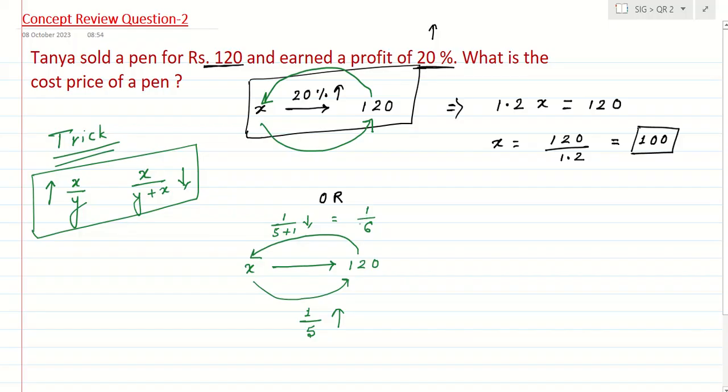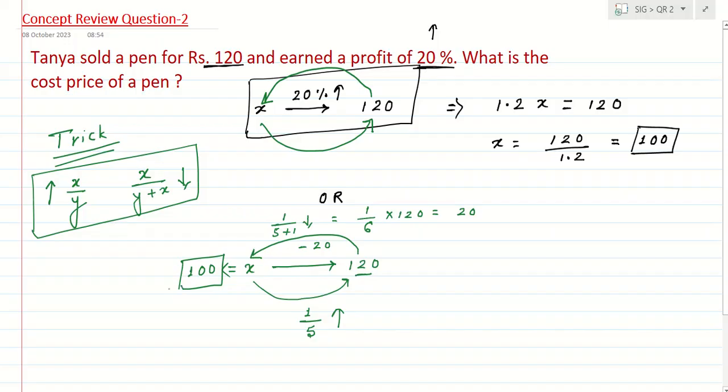1 by 6 of what? 1 by 6 of the original value. While decreasing, what is my original value? 120. While increasing, what was my original value? x. Right? So decreasing 1 by 6, so 1 by 6 of 120. How much am I decreasing here, everybody? 20 rupees. Right? So 120 minus 20, I'll get my answer, that is x equals 100.